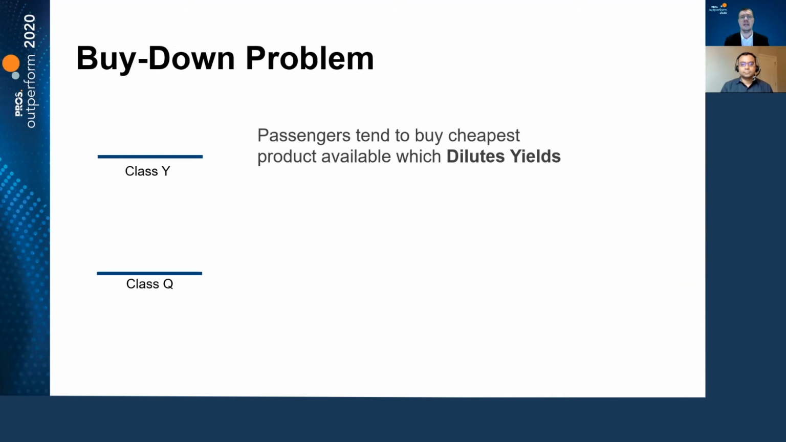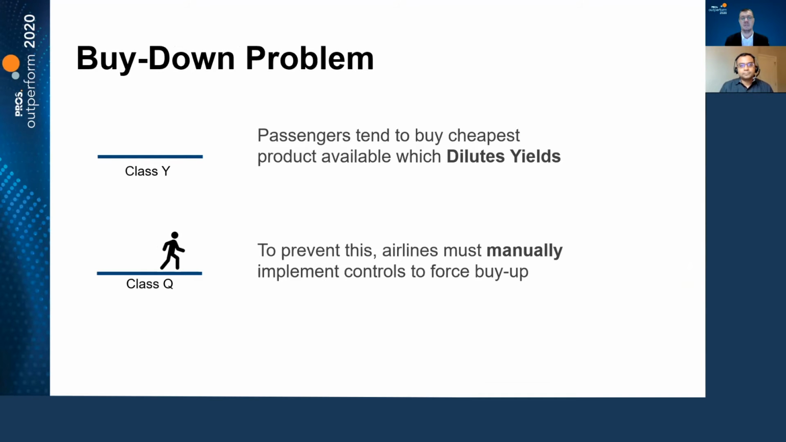One issue with the traditional model is that it has a yield-based passenger content assumption in the forecasting. However, passengers tend to be not only product sensitive, but also price sensitive. So if you have two booking classes, they tend to buy the lowest product that's available, which is going to dilute yield, even if they might have a higher willingness to pay. To prevent this, airlines must implement manual controls to force that buy up to those higher yield classes.